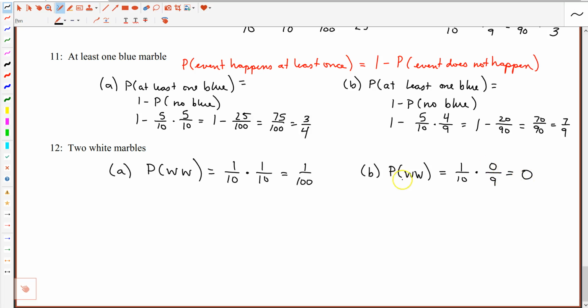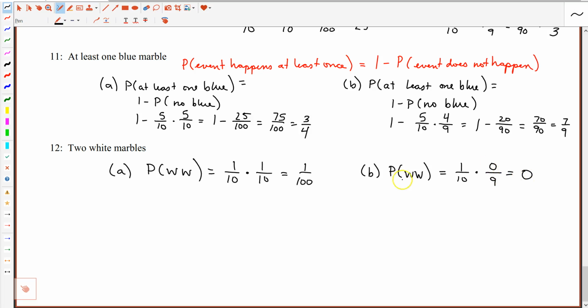It's going to be an impossible event to pull 2 white marbles out of the bag when you're doing this without replacement. And that should make sense because you only had 1 white marble in the bag to begin with. So the only way that you could pull out 2 white ones in a row would mean you have to have at minimum 2 white marbles in the bag. In this case, you only have 1, so this can't happen. All right, so that probability is 0.